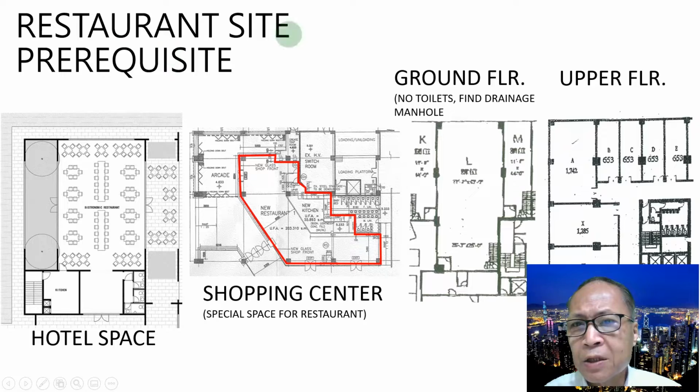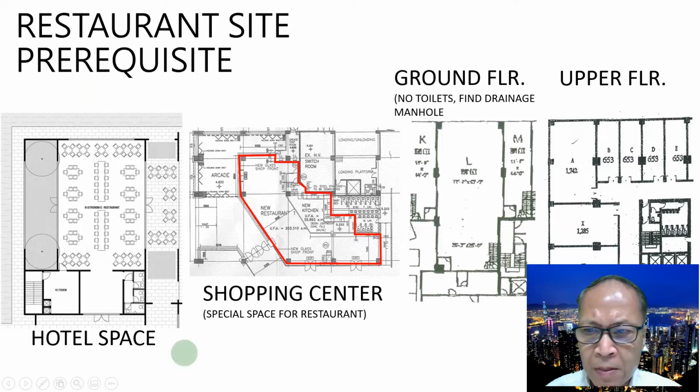Okay, this is a restaurant site prerequisite. You see, we can make a restaurant in many locations, such as hotel, shopping arcades, a private building, mostly the commercial building, of course. Because a restaurant can be located on the ground floor, or it can be located on the upper floor of a commercial building. For a hotel, mostly it's already designed by the architect. In the hotel, there's a special space allocated for the restaurant.